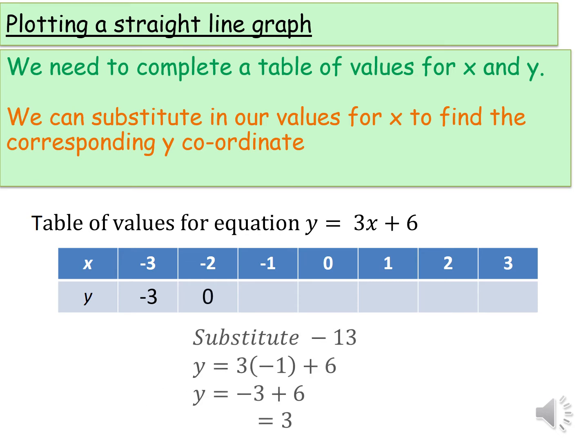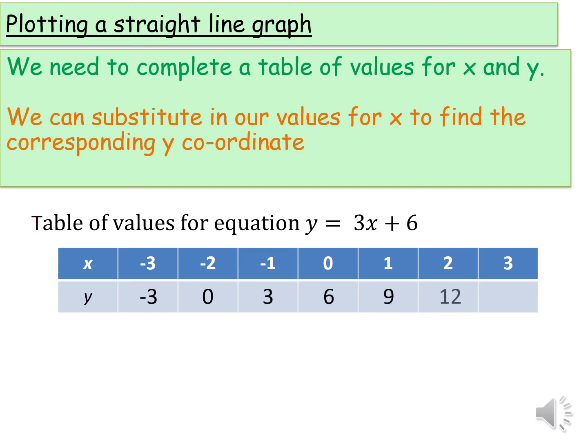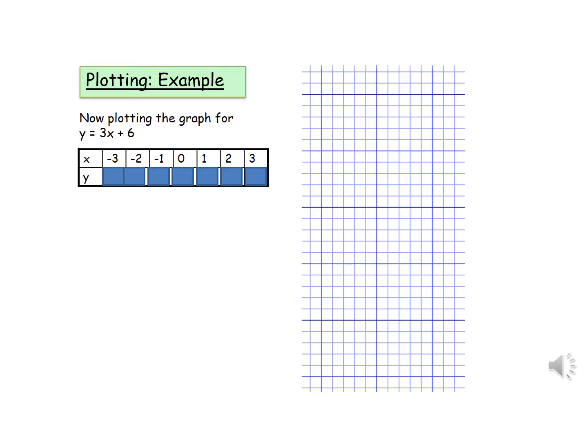And again, for minus 1, you substitute the value in. 3 times minus 1 is minus 3, plus 6 gives you positive 3. So when my x value is minus 1, my y value is 3, and so on for the rest of the examples.